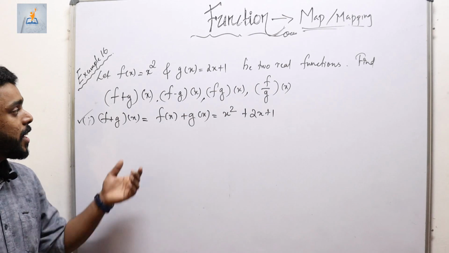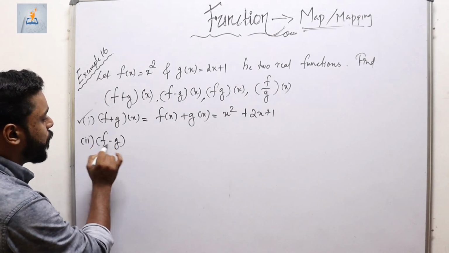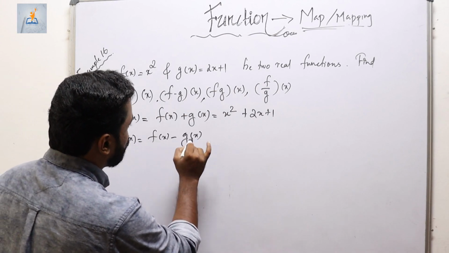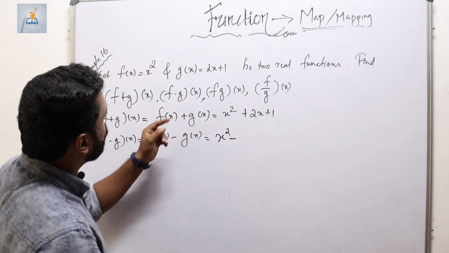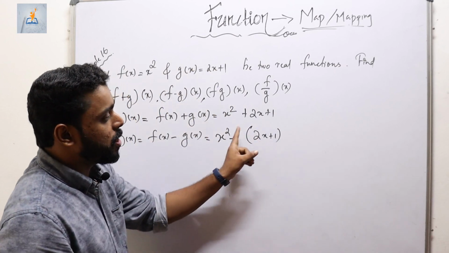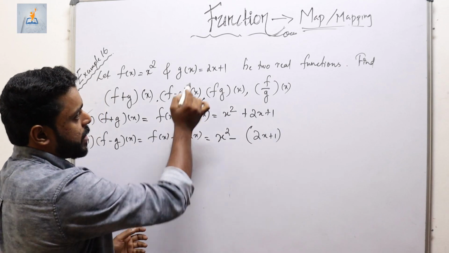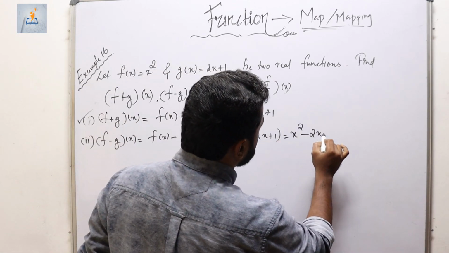Very simple, isn't it? Now coming on to the second one. F minus g of x is equal to f of x minus g of x. What is f of x? X square minus what is g of x? 2x plus 1. Note that we have to put the bracket, because this negative symbol is for the whole g of x. G of x is 2x plus 1. It is equal to x square minus 2x minus 1.